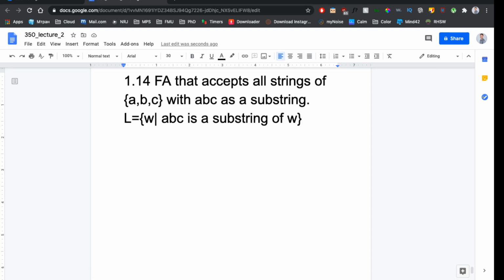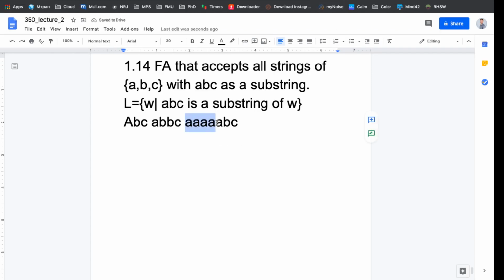First off, let's try to come up with a few strings which will be accepted or rejected. ABC will be accepted. ABBC will not be accepted. ABC followed by anything will be accepted, because we have ABC as a substring. ACB will be rejected, of course. A, B, and a lot of C's will be accepted because it has ABC in it. The empty string will be rejected, because it doesn't have ABC in it.